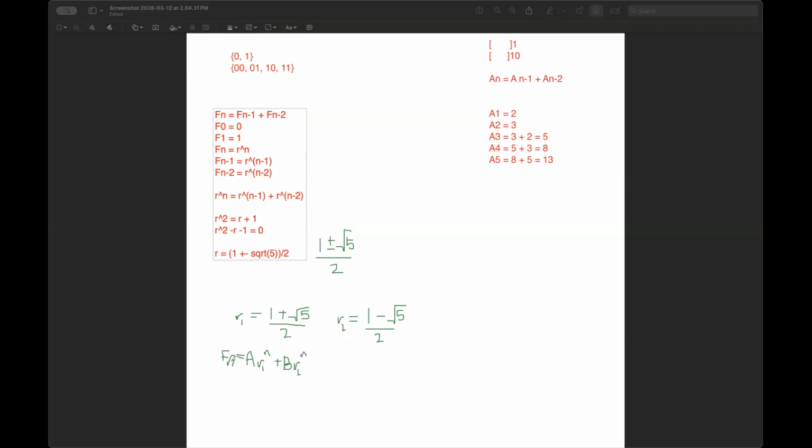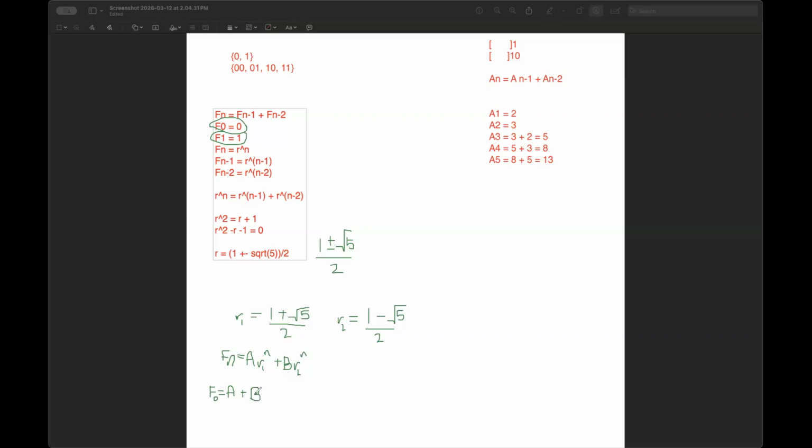So now we're going to plug in the ones that we know: f of 0 is 0, and f sub 1 is 1. So let's plug those in, and we're going to find that f sub 0 is equal to a times r sub 1 to the 0. Anything to the 0 is just going to be 1. So we can say that is equal to a plus b times root 2 to the 0. And again, root 2 to the 0 is 1, so we can just say a plus b.